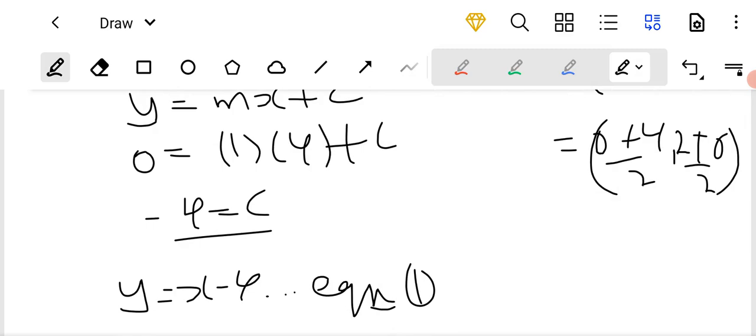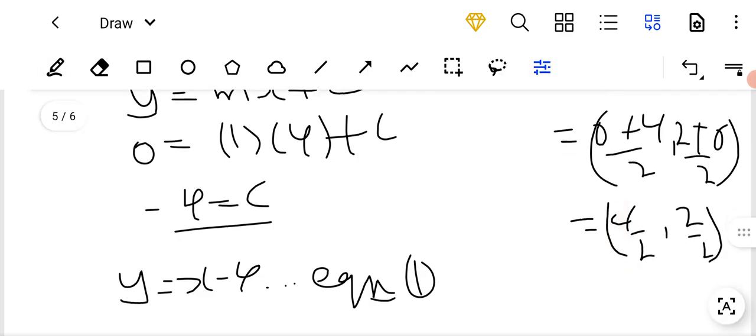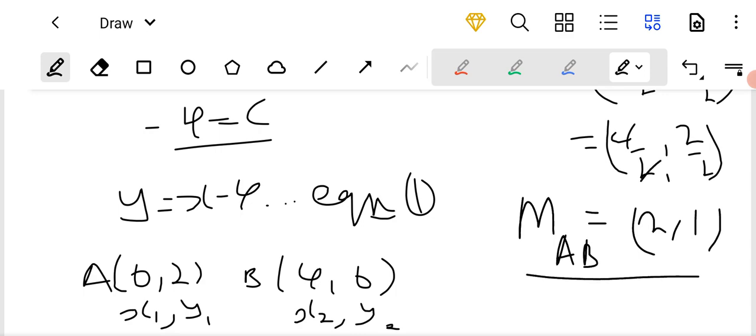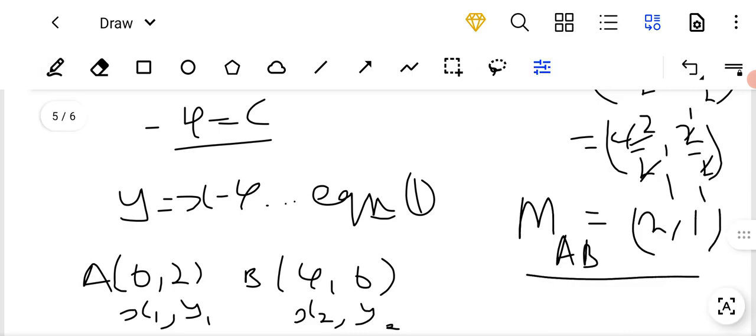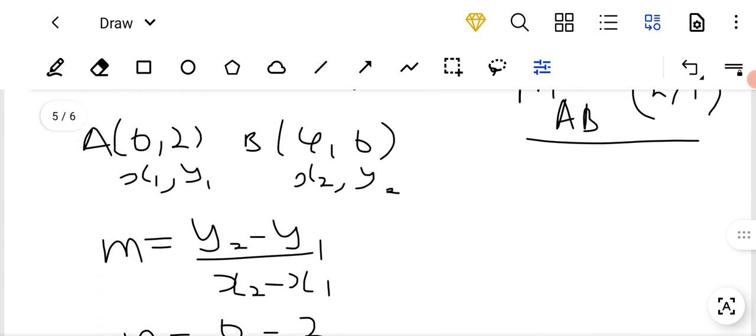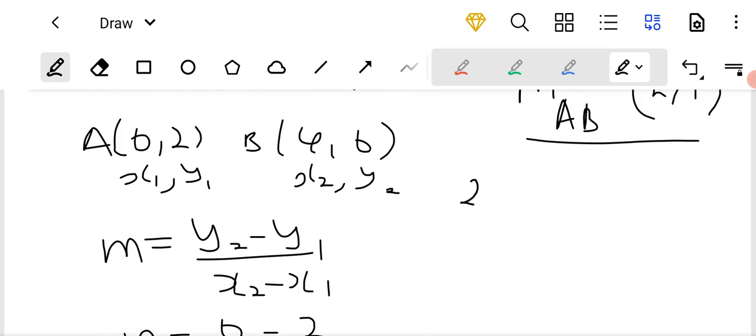And then we're going to say that is equal to 4 divided by 2, comma, 2 divided by 2. It's going to give you (2, 1). So the midpoint of AB is (2, 1). As simple as that. And after finding the midpoint of AB, that's the coordinate we need. So (2, 1), like that.